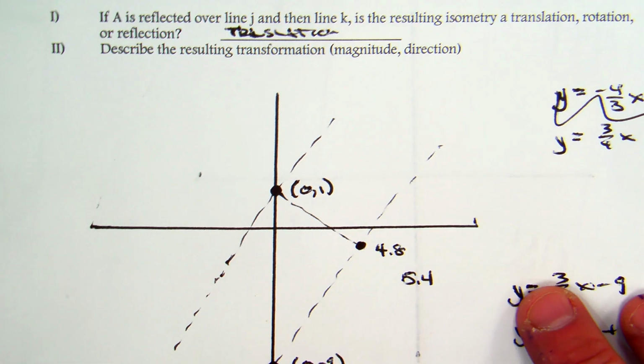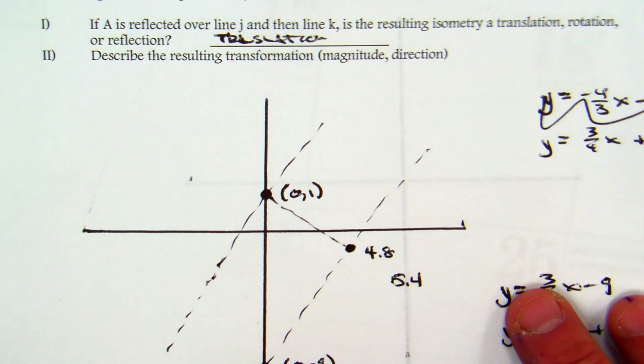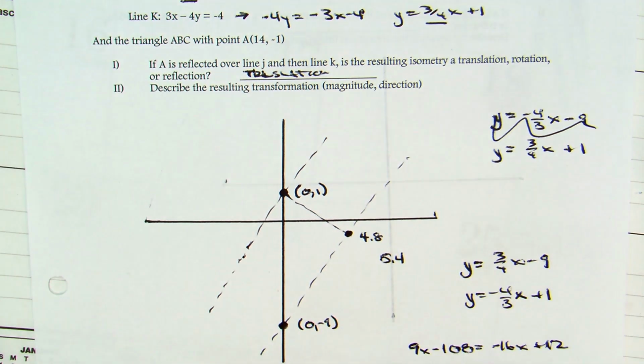Okay, now, the second part, Roman numeral 2. Here's 3/4 x minus 9, and here's 3/4 x plus 1. You can either go from that y-intercept that way, or from that y-intercept up to that way, either one. Make sense? Doesn't matter which. So, where does the 0, 1 come from? That's the y-intercept of that one. Now, that's the other line.